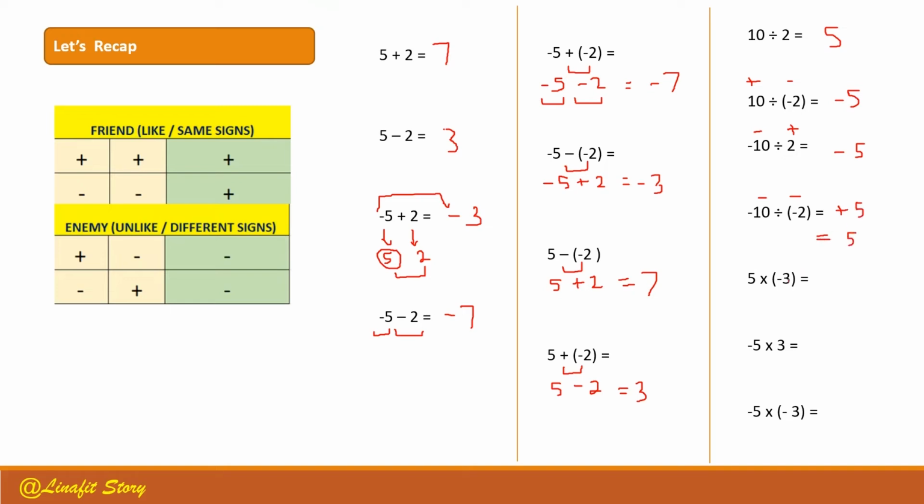5 times negative 3. This is positive, this is negative. You meet your enemy. If you meet your enemy, the result is negative 15. Negative 5 times 3 is equal to negative 15. Negative 5 times negative 3. This is negative, so you meet your friend. If you meet your friend, the result is positive 15.